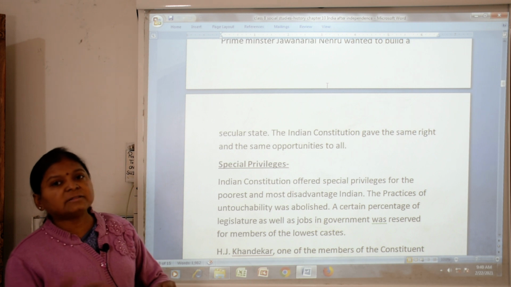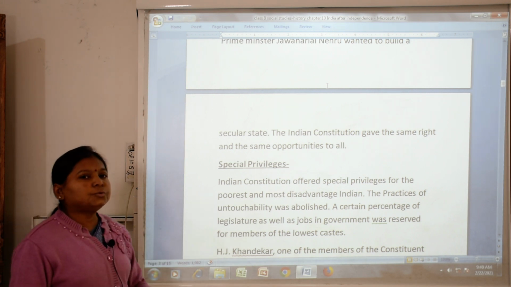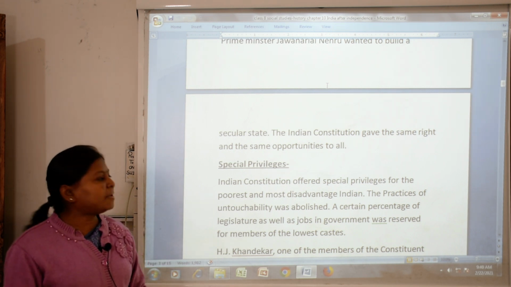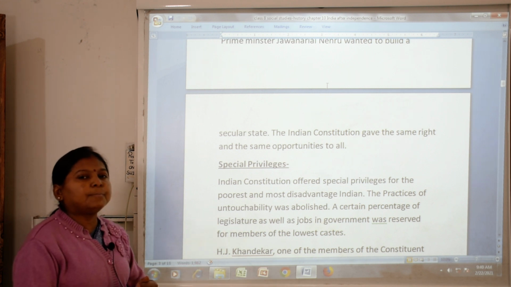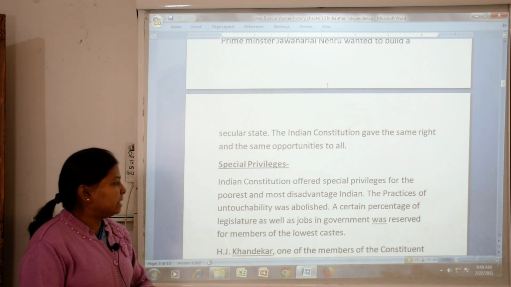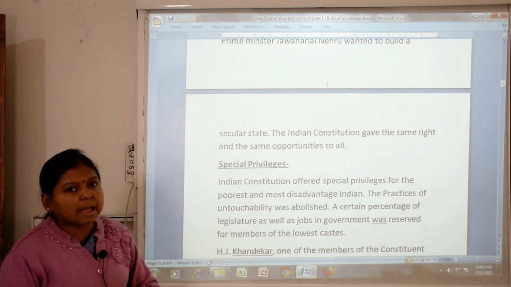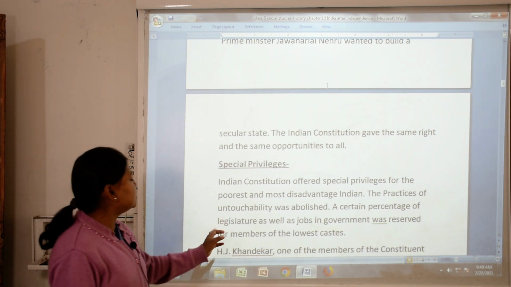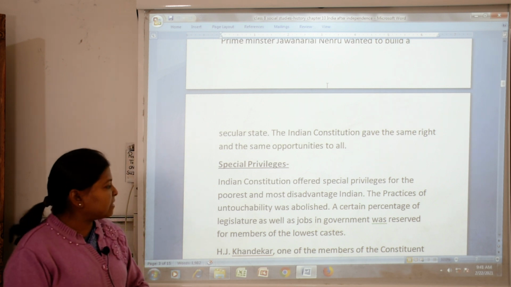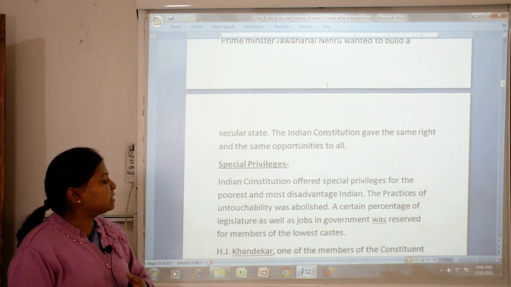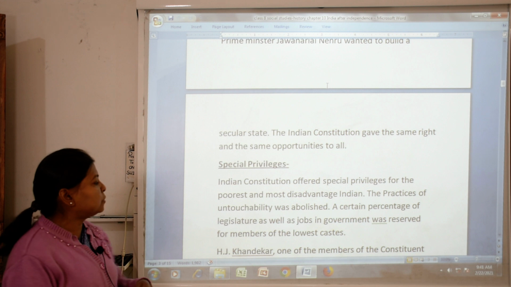Special privilege: what does it mean? The Indian Constitution offers some special privileges for the poorest and most disadvantaged Indians. The practice of untouchability was abolished, and a certain percentage of legislature seats as well as jobs in government was reserved for the members of these lower castes.